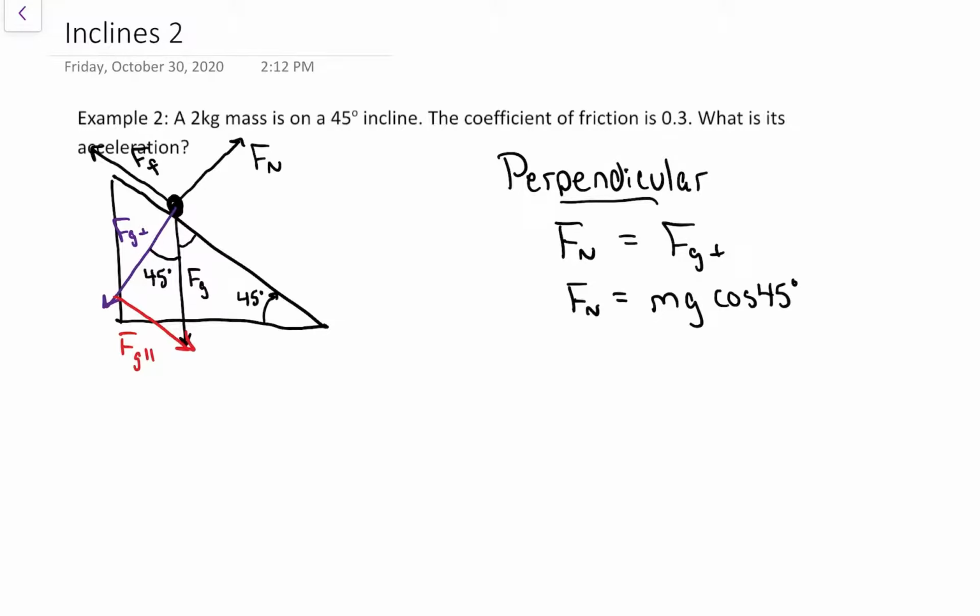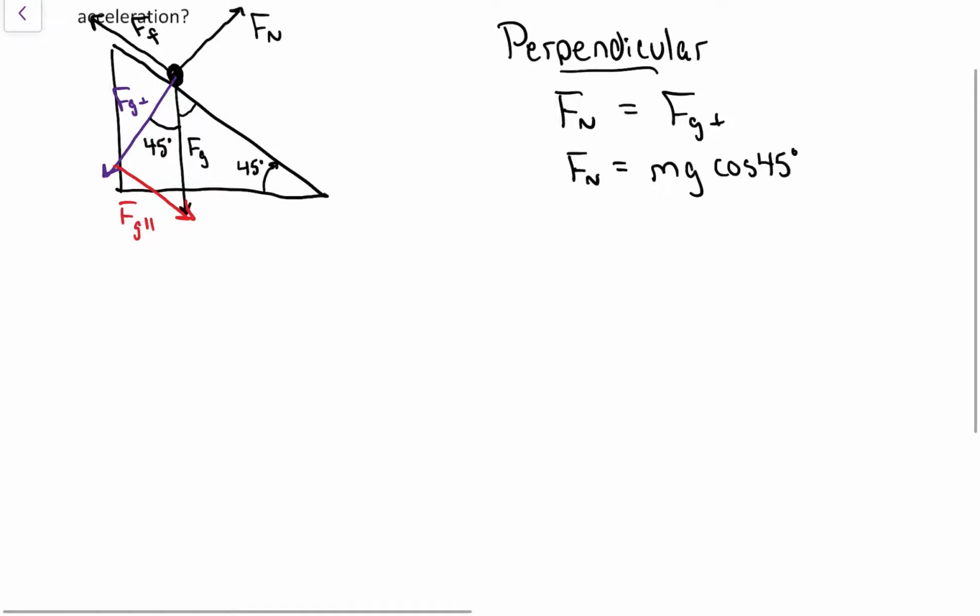We could crunch that out as a number. I'm going to leave it as an expression. You'll see why in a sec. Now we can jump into the parallel component. We've done questions like this before.